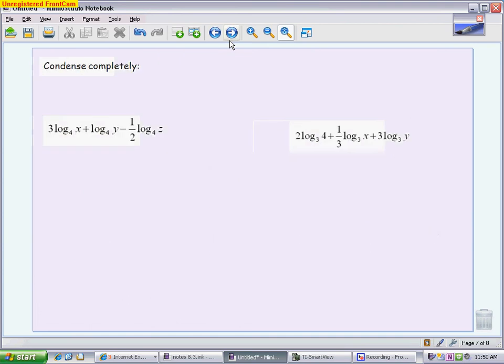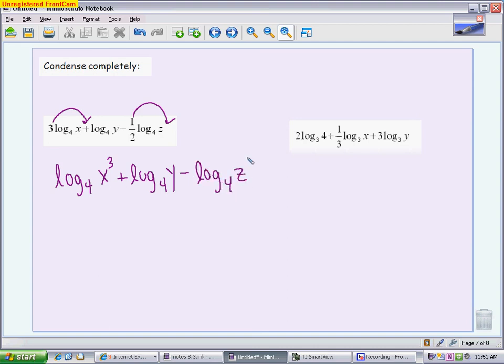Going the other direction, condensing means you're starting out with multiple logs, and in the end you're going to write it with a single log. So this time you actually want to put the powers back first. So I'm going to take this and make it the power of x, and I'm going to take this power and make it the power of z. So I'm going to have log base 4 of x cubed plus log base 4 of y minus log base 4 of z to the half, or you could write it as the square root of z if you're more comfortable with that. And then I'm going to take these two and multiply them since they're currently being added.